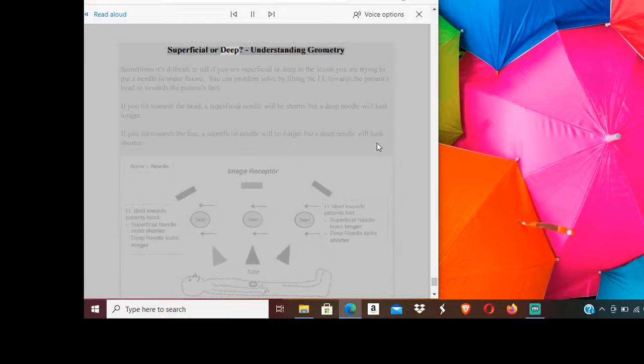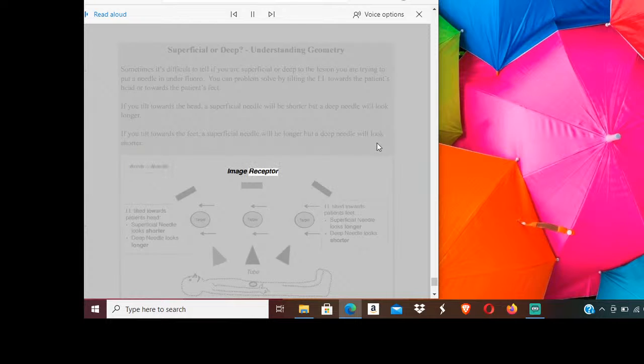Superficial or deep. Understanding geometry. Sometimes it's difficult to tell if you are superficial or deep to the lesion you are trying to put a needle in under fluoro. You can problem solve by tilting the image intensifier towards the patient's head or towards the patient's feet. If you tilt towards the head, a superficial needle will be shorter but a deep needle will look longer. If you tilt towards the feet, a superficial needle will be longer but a deep needle will look shorter.